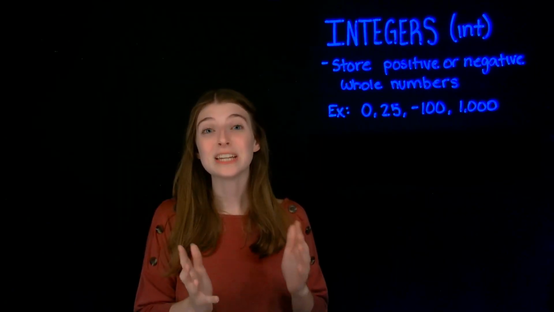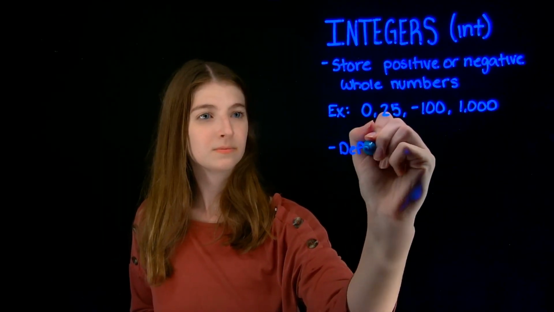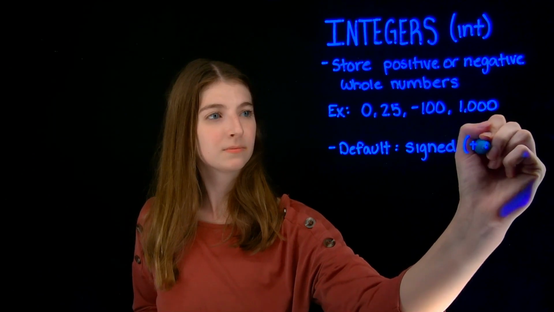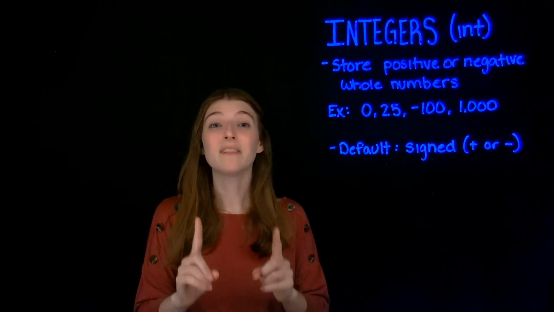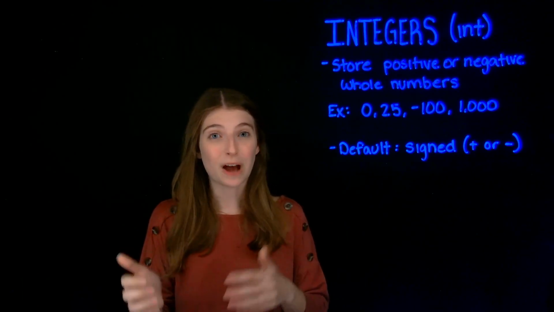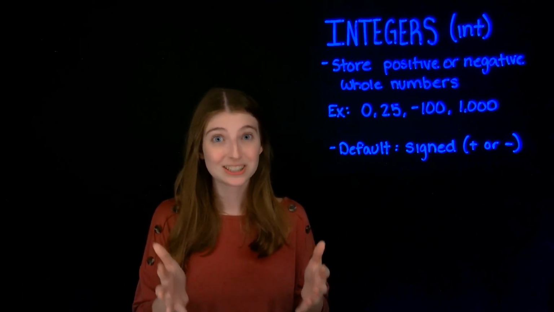And by default, integers are signed, meaning they can either be positive or negative. They have a positive sign or a negative sign. But they have a limit. You can only store values within a certain range. So how does this work? Every time you create a variable, the computer stores it in memory using binary, those zeros and ones we were talking about earlier. The number of bits you are given determines how many different values you can represent with them.